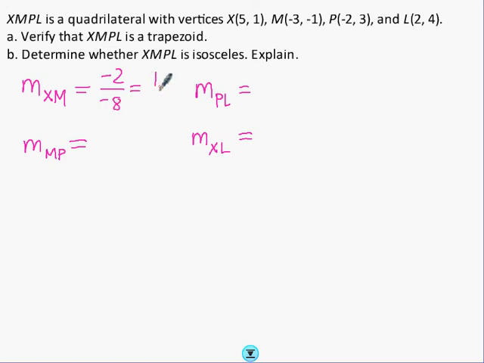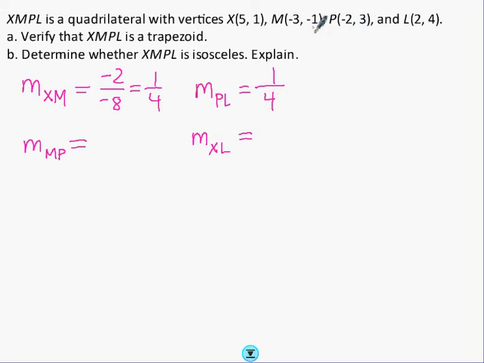That simplifies to 1/4. Okay, I suppose the next one is MP, but I'm a little bit anxious. I'm going to go and check PL because I know it's the opposite side. It's the only opposite side. So let's go and check that out. The change in y, 4 minus 3 is 1. Over the change in x, 2 minus -2 is +4. 1/4 and 1/4. I've got one pair of parallel sides, so this appears to be a trapezoid. I have to check the other two just to confirm that it's not a parallelogram. So let's find those slopes.